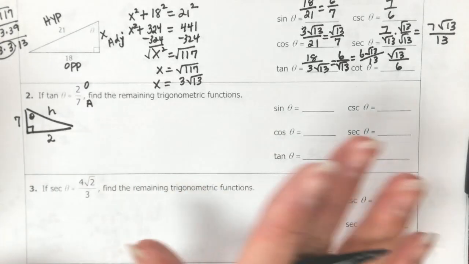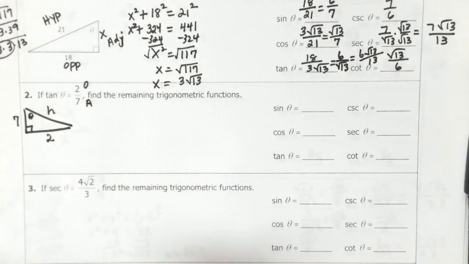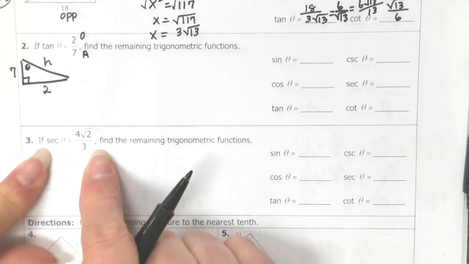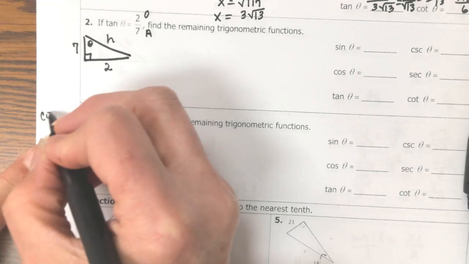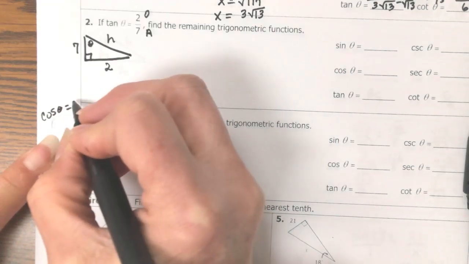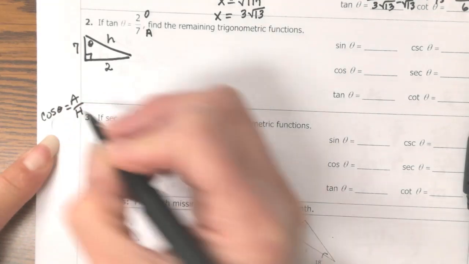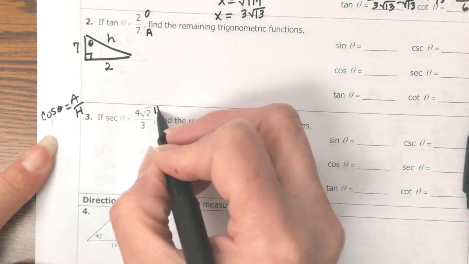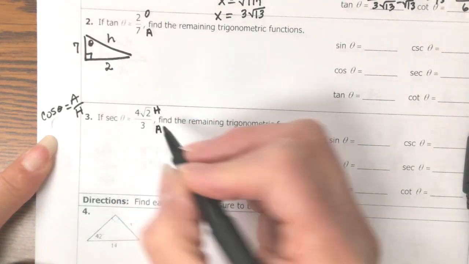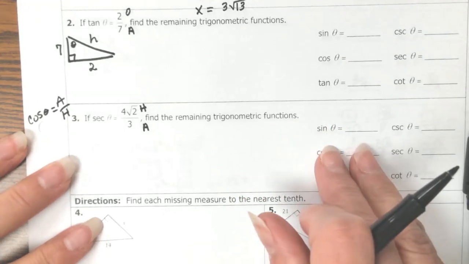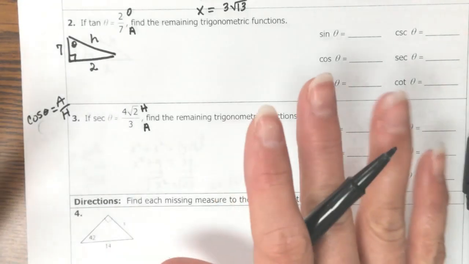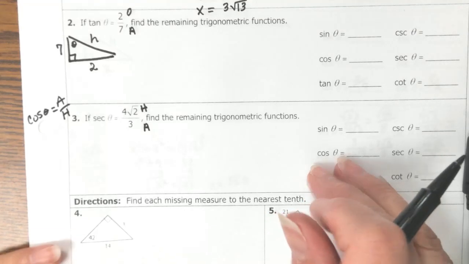Now I'm going to move on. I just wanted to get you started. And on 3, secant. Remember that secant is like cosine. And cosine is your adjacent over your hypotenuse. So they gave you hypotenuse and they gave you adjacent. Draw a picture, okay? And then do Pythagorean theorem to find that missing piece. And then you can fill these in. So I'm going to leave you to work on 2 and 3 later on.